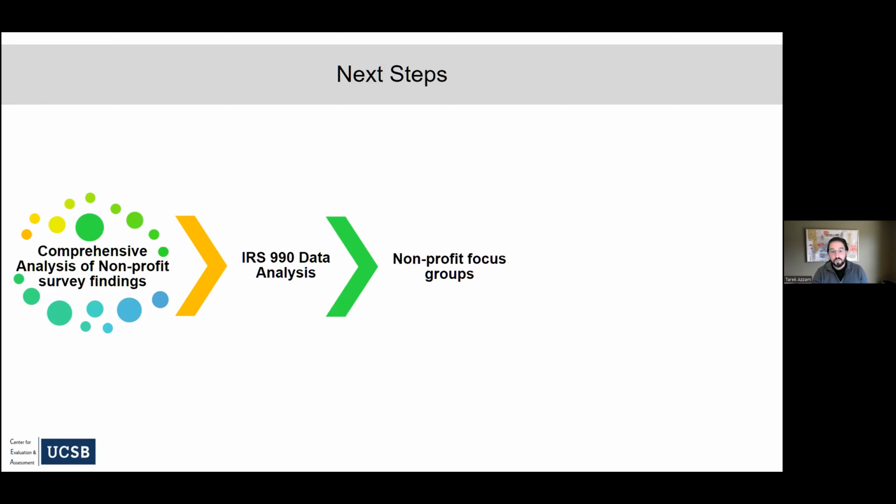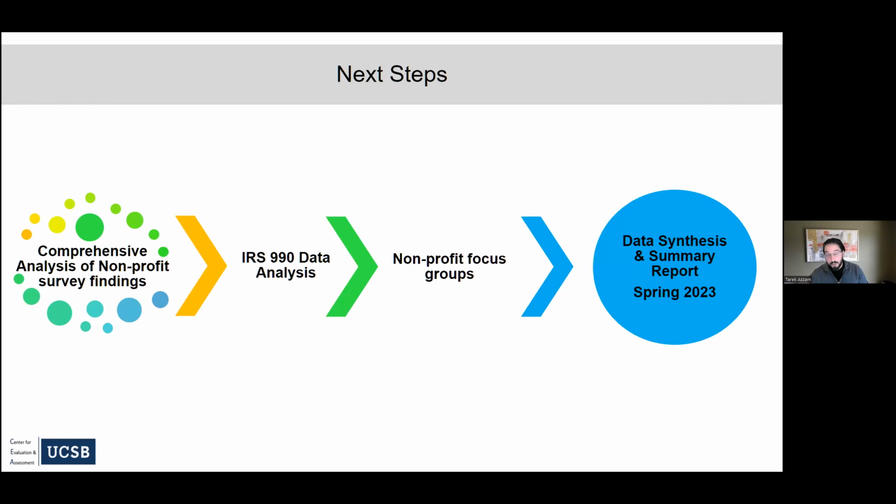And then finally, I know I'm out of time, I have one more minute left. We're currently in the process of the data analysis. We're going to conduct what's called an IRS 990 data analysis, which looks at the financials. We're then going to recruit representatives from the nonprofit sector to help us make sense of the data and share that as part of the report. At the end of this process, we plan to synthesize and summarize everything and present it in a more comprehensive manner sometime during the in-person iteration in spring 2023.